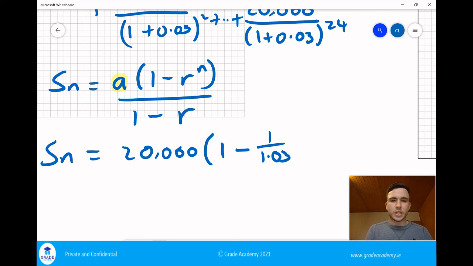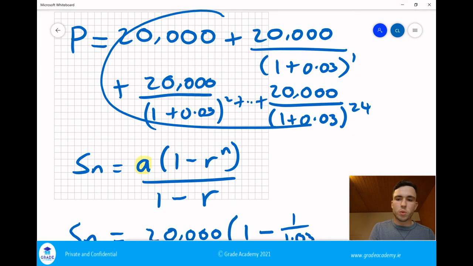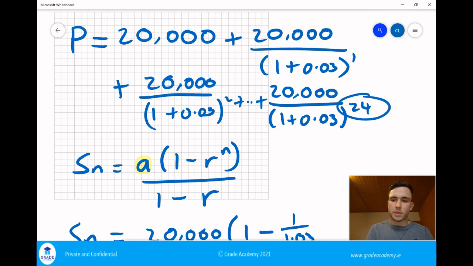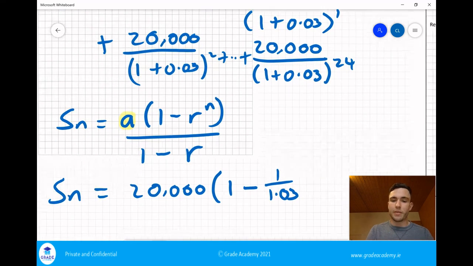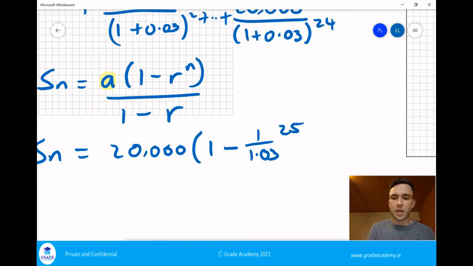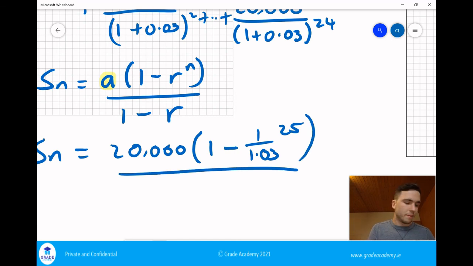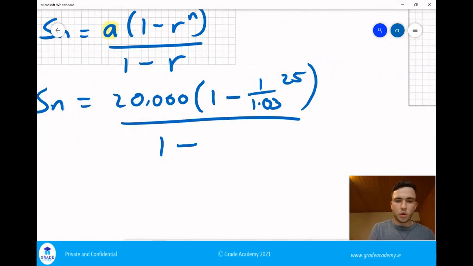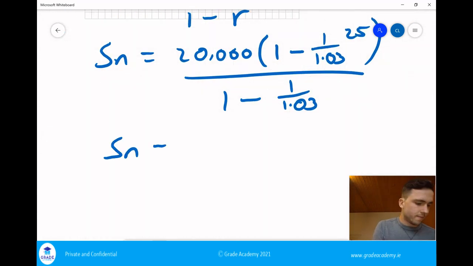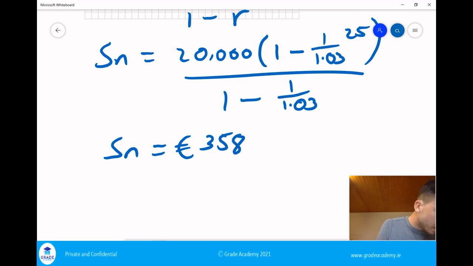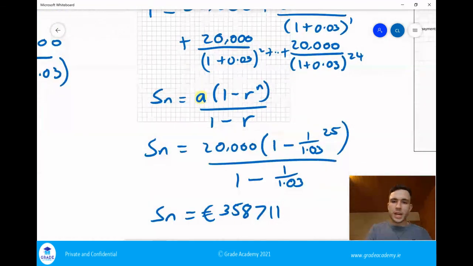And our n, so how many terms do we have? Well, we have 25 terms, okay? I know this goes up to 24, but when we're using the sum of a geometric series formula, it's how many terms do we have? Well, we have 25 terms. And that's going to be all over 1 minus our r, so that's 1 minus 1 all over 1.03. And if I type all that into my calculator, I will get €358,711 to the nearest euro. Okay, so that is that question done.